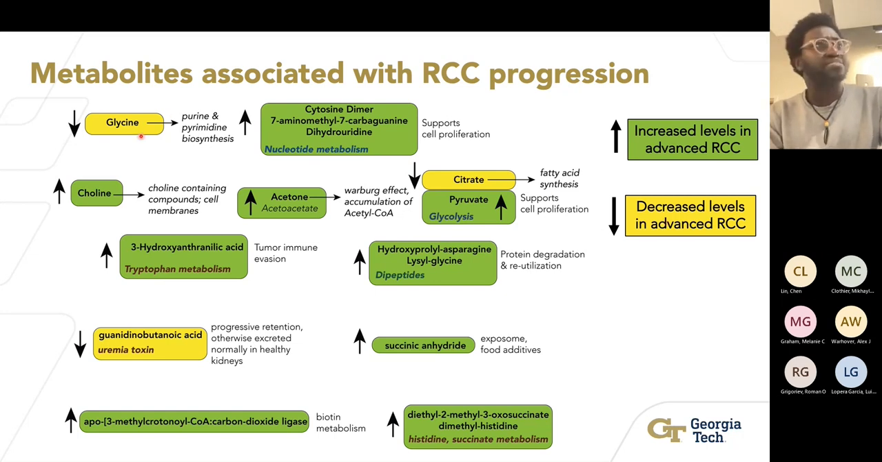And I'm just going to use glycine as an example. So glycine, urinary glycine, is actually decreasing in advanced RCC. And when we dig into the literature, we realize that there have been so many studies that have shown that glycine is decreasing because it is being shunted into purine and pyrimidine biosynthesis. Okay. Again, for folks who are interested in the biology, we discussed some of these things at length in our paper.